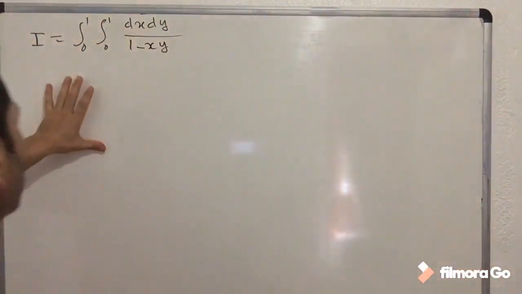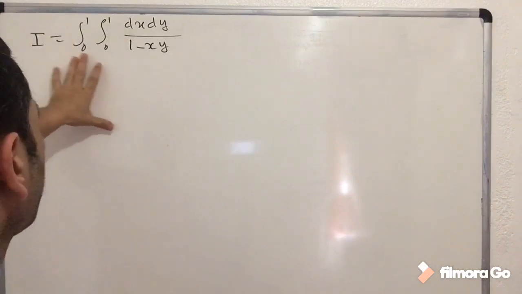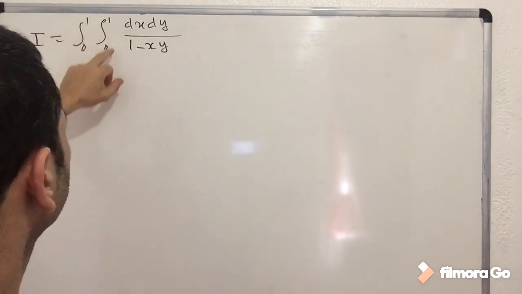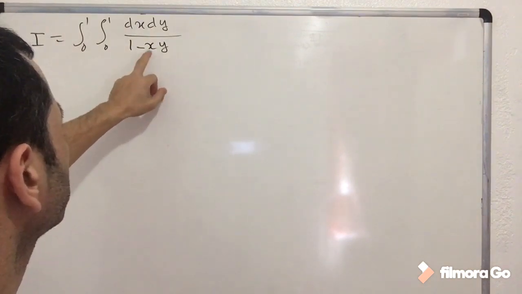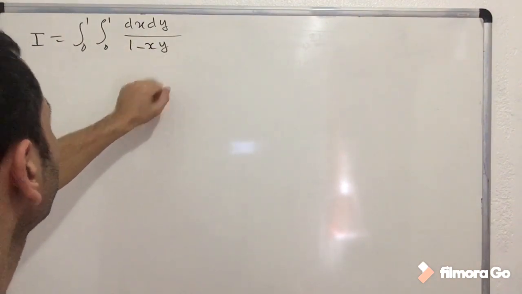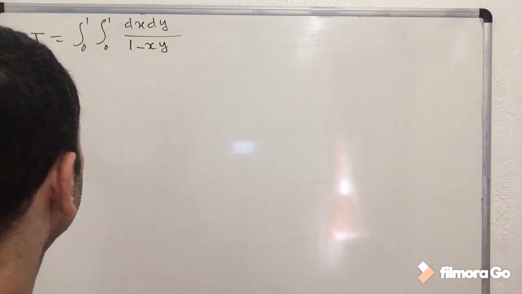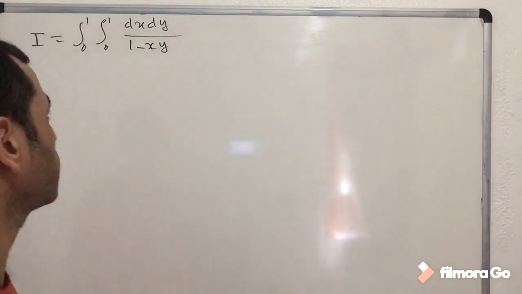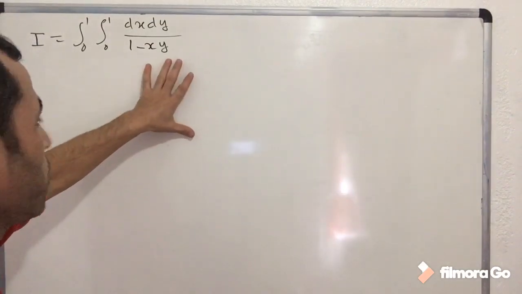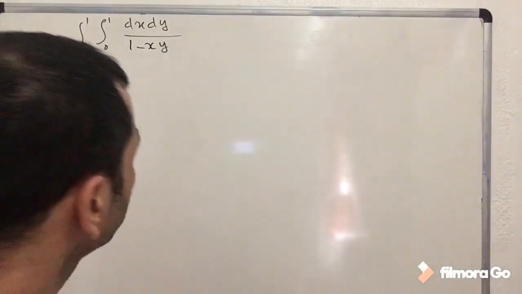In this video, we are going to evaluate this integral, the double integral from 0 to 1 and 0 to 1 of dx dy over 1 minus the product of x and y. Let's call it I. The first thing we should know about the double integral is that we have two variables, x and y.